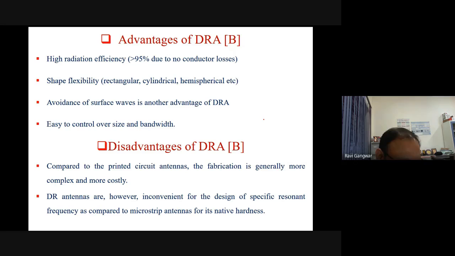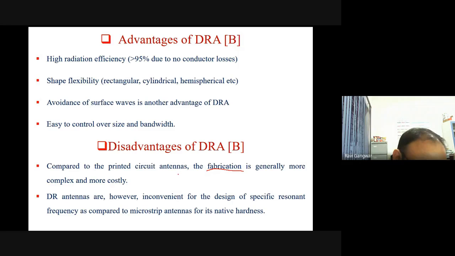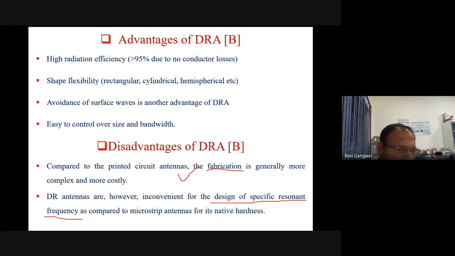So what is the major disadvantage? The major disadvantage is fabrication, because these antennas are fabricated from dielectric materials, and this dielectric material is very hard and brittle in nature. So machining is a typical job. That's why fabrication is more complex and costly. The second thing is designing for a specific resonant frequency, as compared to microstrip antennas, because no proper analytical solution is available.